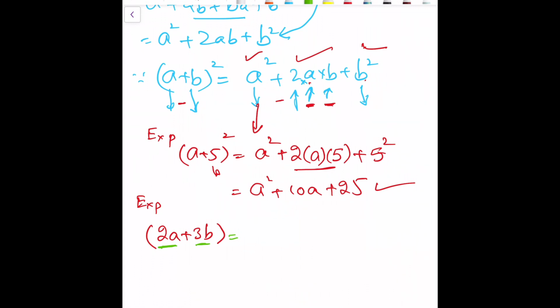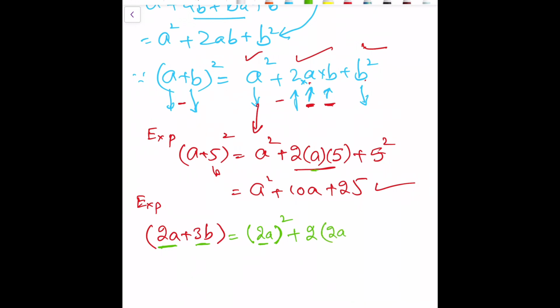So first is (2a) squared. As you can see, I put a bracket. The reason is we have two units here, a 2 and an a. So when we put the square, it means the square belongs to both of them. And then we put 2 times a, which is here.